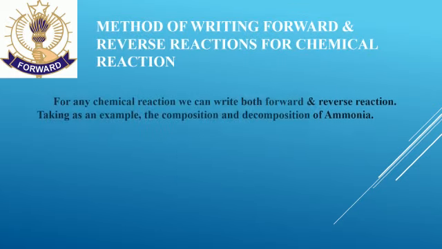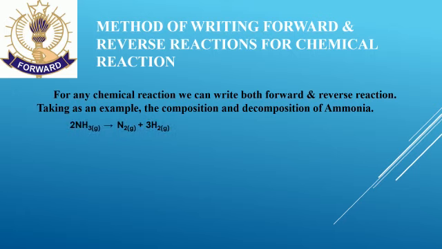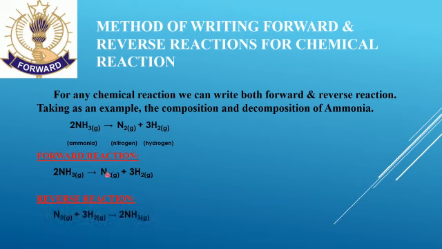So how can we write the forward and reverse reaction for any given reaction? We are taking the example of ammonia. Ammonia decomposes into nitrogen and hydrogen. So we can write the forward reaction as ammonia decomposing into nitrogen and hydrogen, while the reverse reaction will be nitrogen and hydrogen reacting together to give you the synthesis of ammonia.